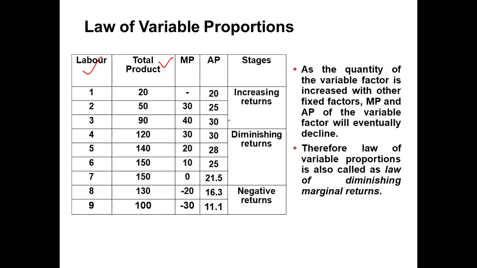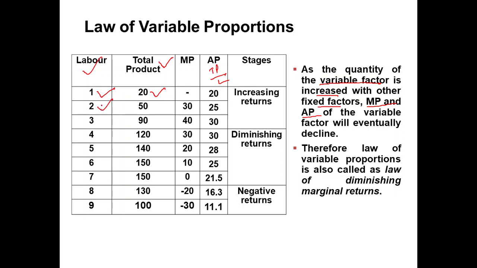And in this column we have the stages of production. So dear student, as the quantity of the variable factor is increased with other fixed factors, the marginal product and average product of the variable factor will eventually decline. Let us see how it happens. With the first unit of labor, you can see the total product is 20. So average product will also be 20, total product divided by the variable factor, that is labor. Since this is the beginning, marginal product is nil.